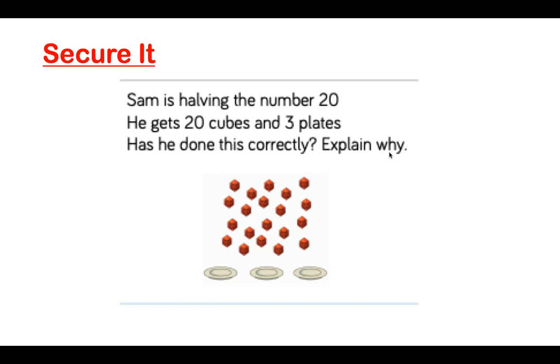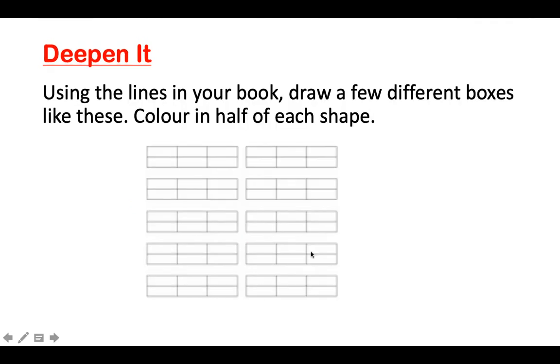Okay, well done, guys. So you should have said no, he's not doing it correctly. And for the reason why, you might have all written it slightly differently, but when we're halving something, we're splitting it into 2 groups, okay, not 3. And Sam has got 3 plates out, okay, so we know that he's not doing it right. He should only have 2 plates. And then we've got our deepen it.